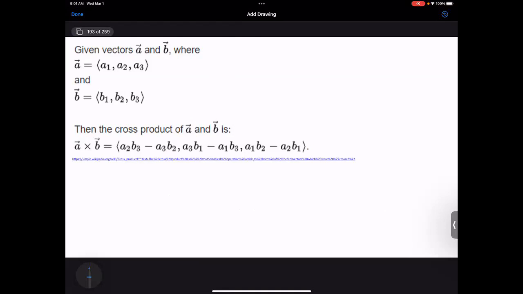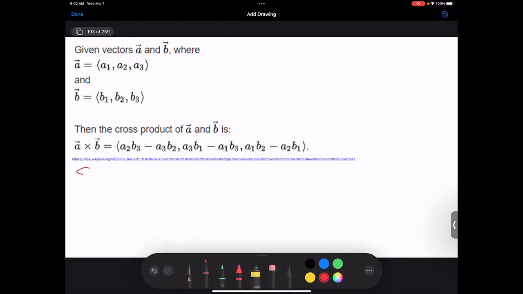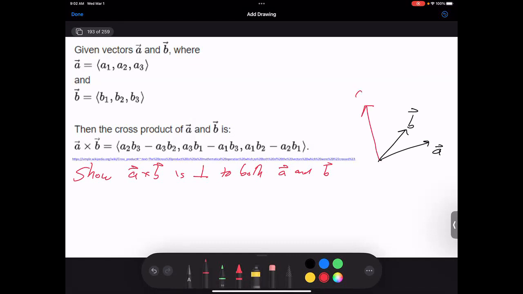What kind of properties does it have? So one of the more interesting properties is, with a little bit of calculation, we can show A cross B is perpendicular to both A and B. So if I have the vector A in this direction and the vector B in this direction, then the vector A cross B is going to be perpendicular to them. And so it's going to be forming two right angles.